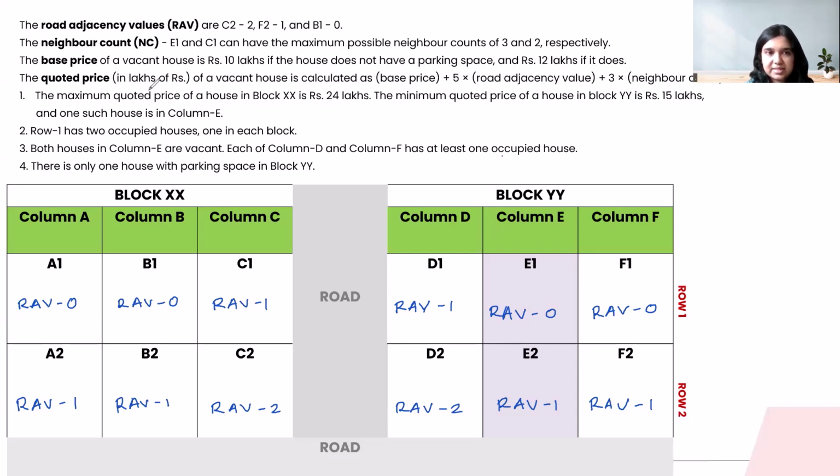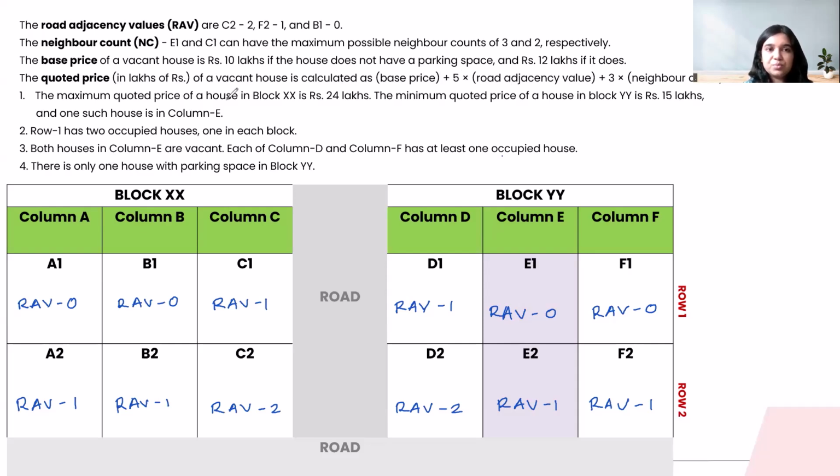The quoted price in lakhs of rupees of a vacant house is calculated as the base price plus 5 multiplied with the road adjacency value plus 3 multiplied with the neighbor count. So all of these variables are coming into picture when we are actually calculating the quoted price of a vacant house. There's further information given to us. Let's go through that as well.